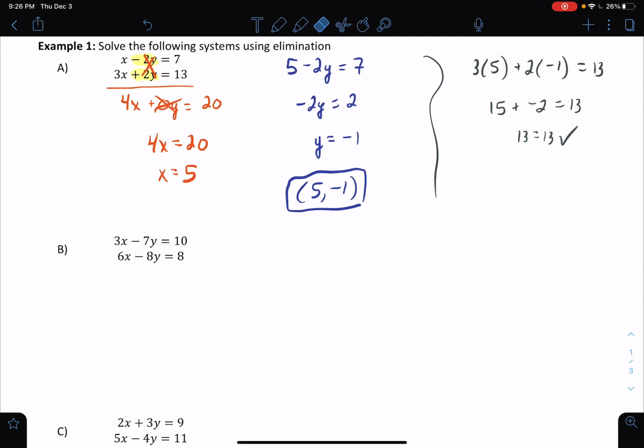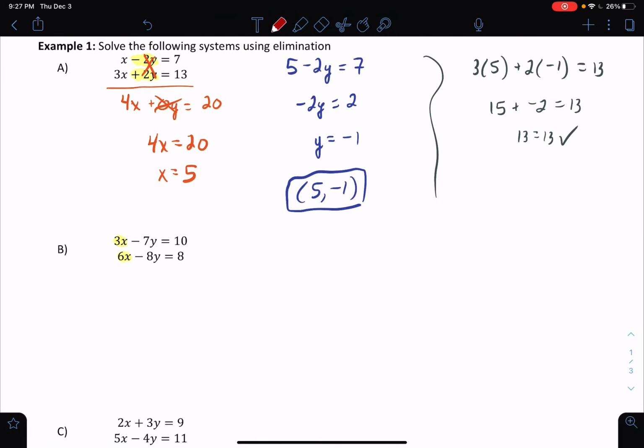You need to ask yourself, what variable do you want to eliminate? It does not matter which variable you want to eliminate. I'm going to choose the x's. So look at the terms involving the x. We've got 3x and 6x. All right? How can I get these to be opposites of each other? Well, I can make the 3x become negative 6x. Okay? How can I do that?